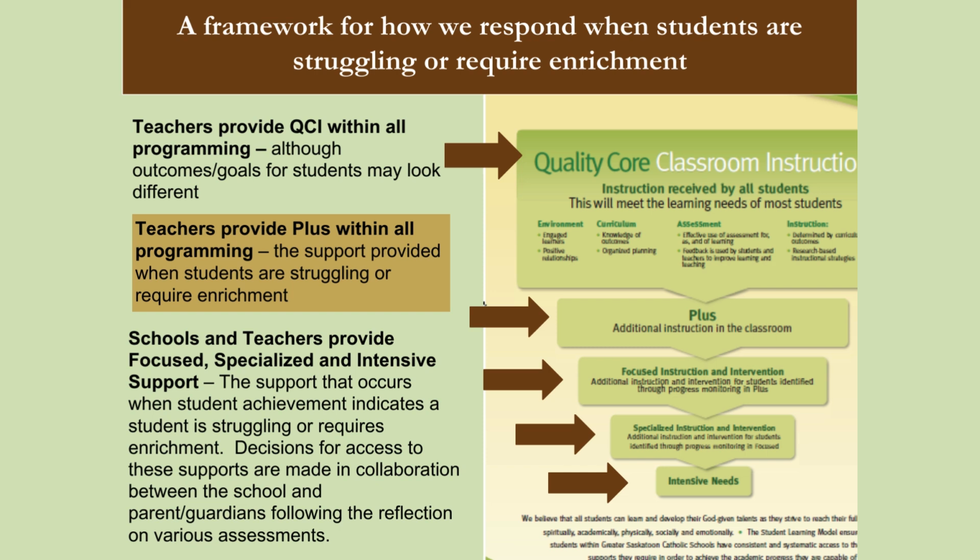The next 3 levels, which include focused, specialized, and intensive, are programming supports that occur when transition information, current student achievement, and diagnostic assessment outlines a student struggling or requires enrichment and would benefit from adaptations and accommodations. Decisions for accessing these levels of support are made collaboratively in consultation with the school team and parents or guardians.